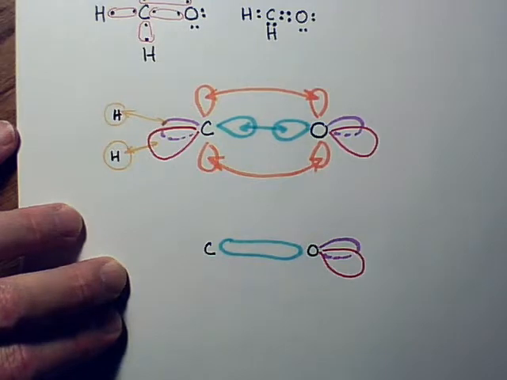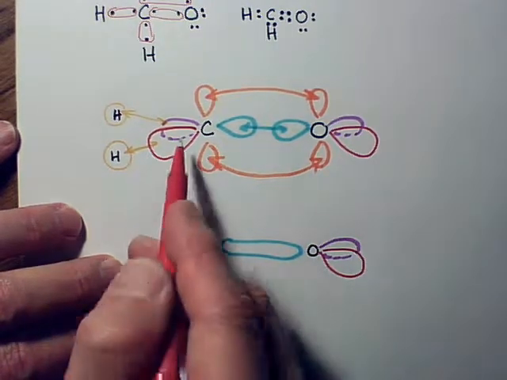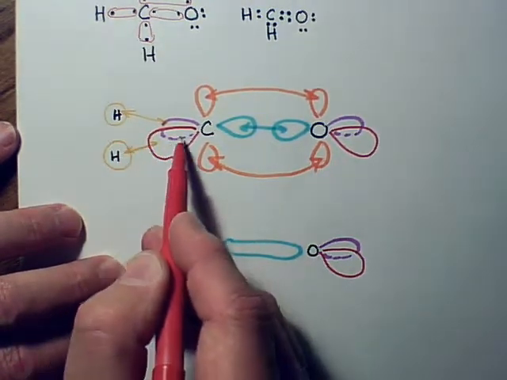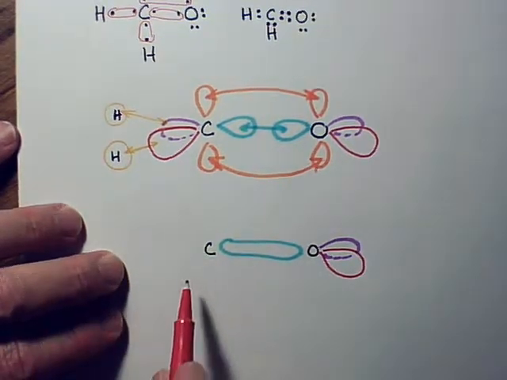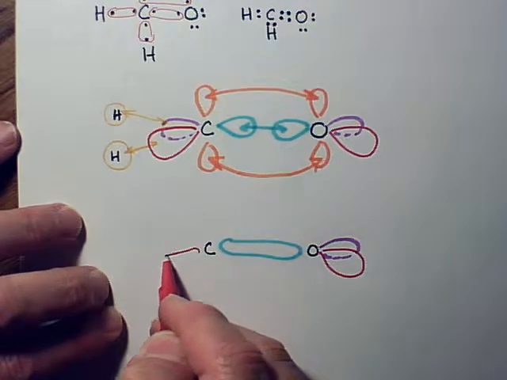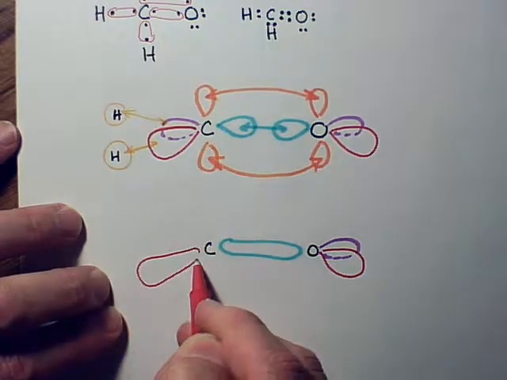Okay. The bonds going to the hydrogens over here, where the hydrogen is actually sharing electrons and sharing orbitals here, is going to be a sigma bond. So it's going to be sort of a hot dog or cigar shape.